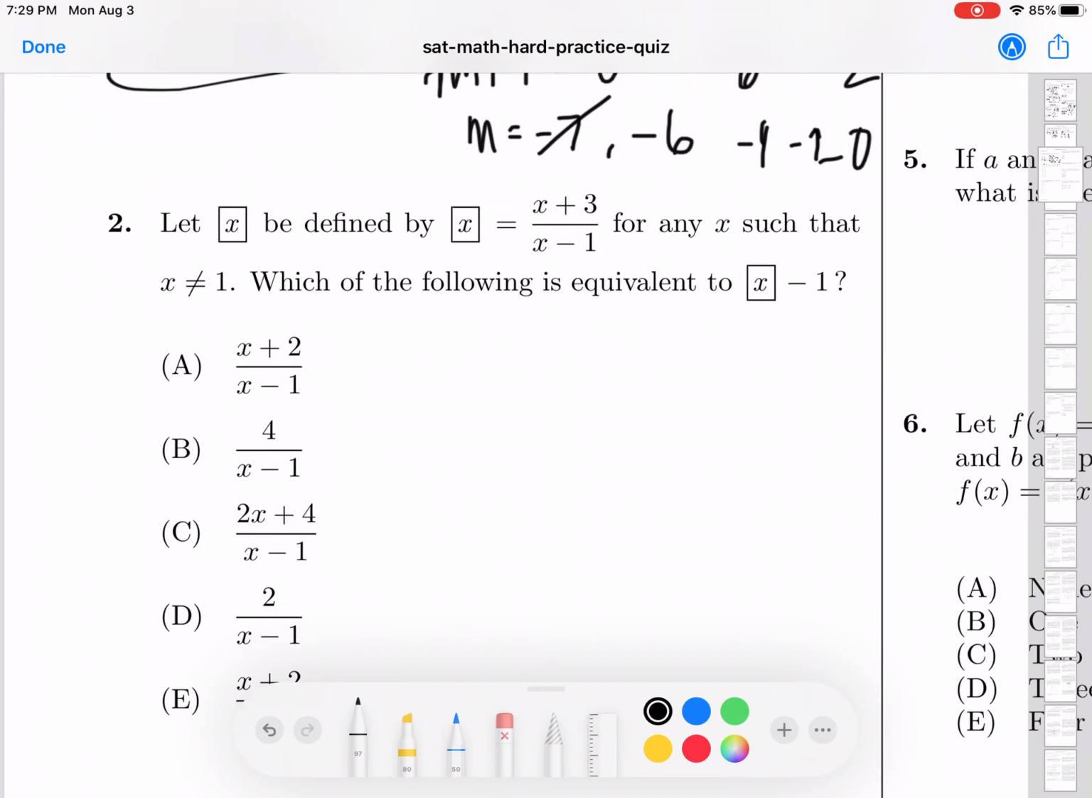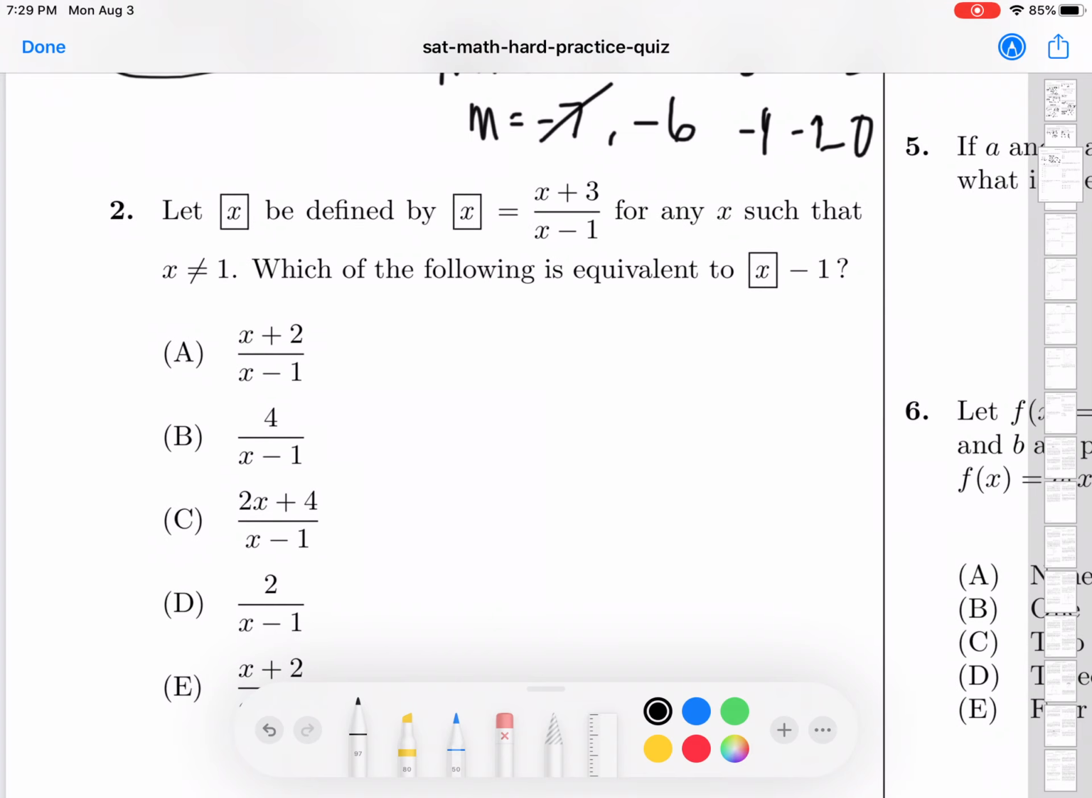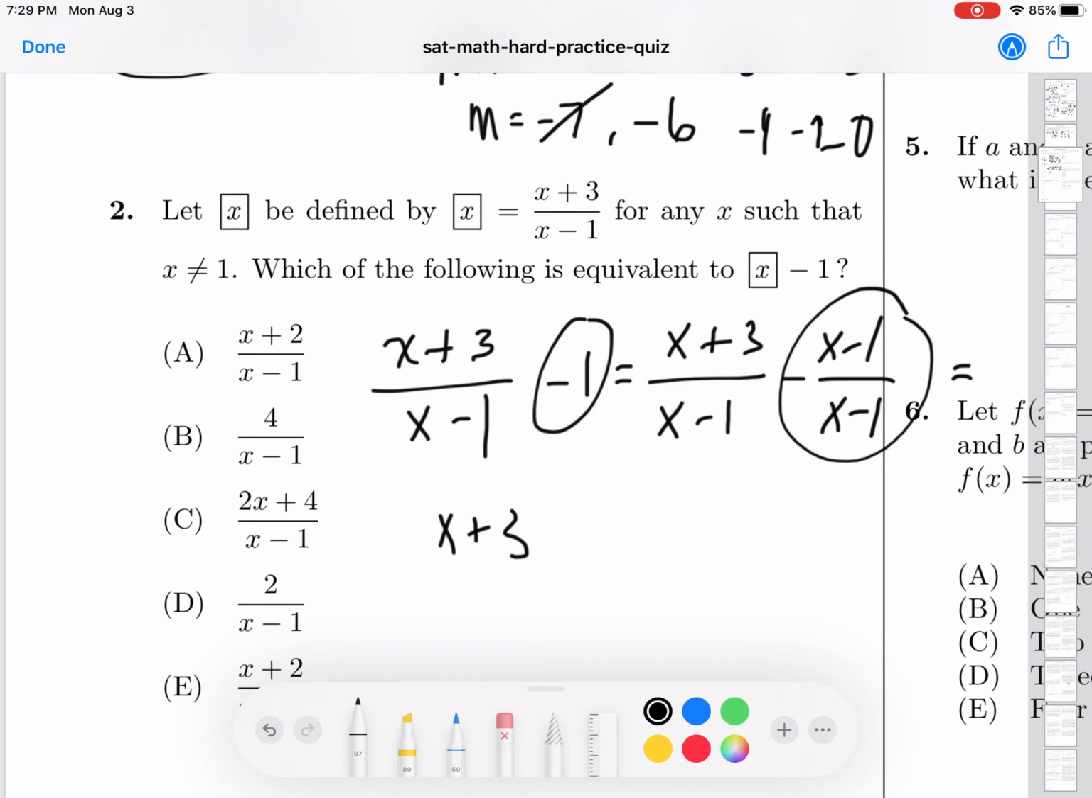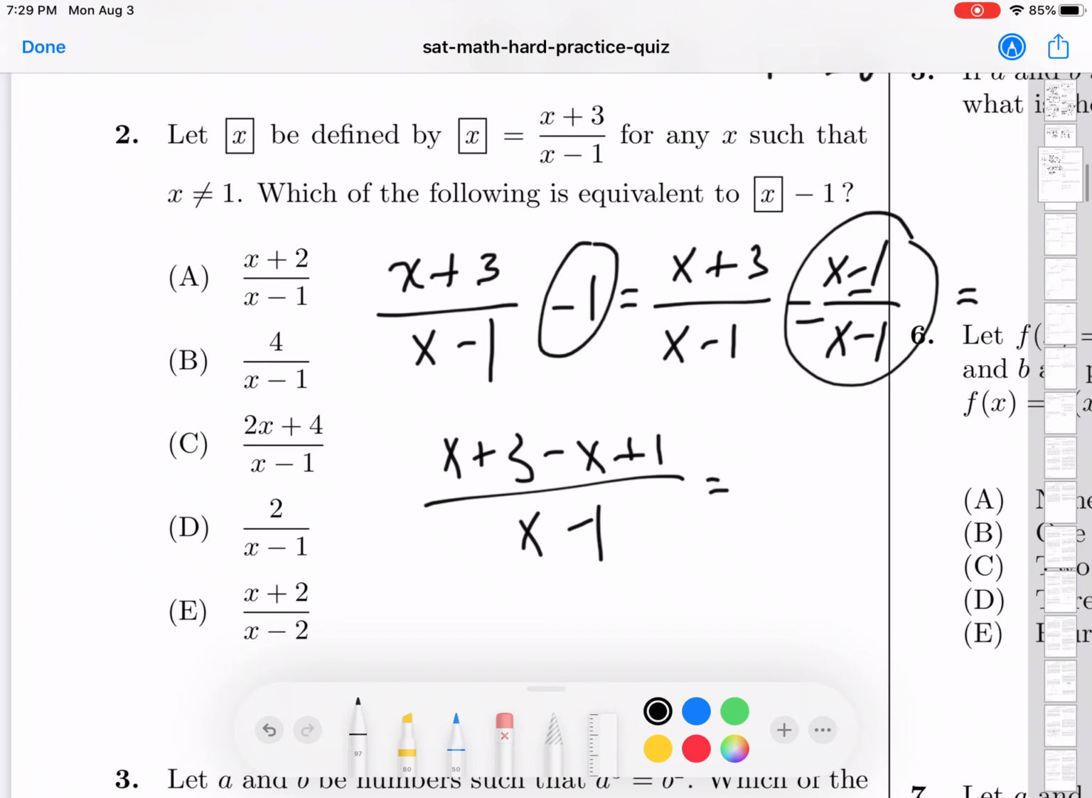Let x in a box be defined by x plus 3 over x minus 1 for any x such that x is not 1. Which of the following is equivalent to x in a box minus 1? Okay, so let's just subtract 1 from x in a box. Making a common denominator with x minus 1, these two are equivalent, and that leaves us with x plus 3 minus x plus 1, these two negatives become positive, over x minus 1. The answer is 4 over x minus 1.